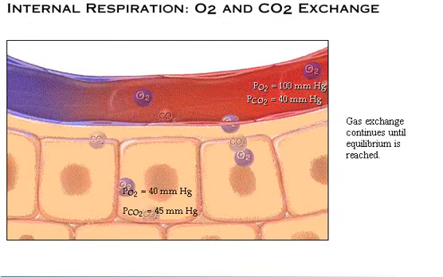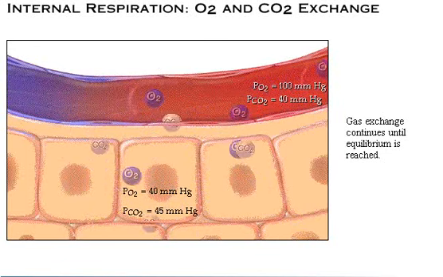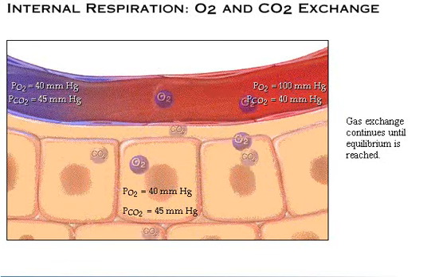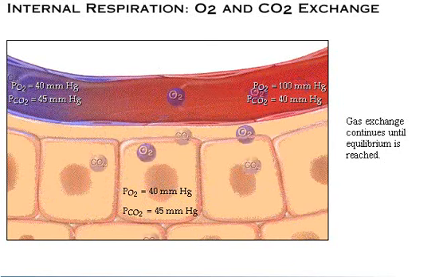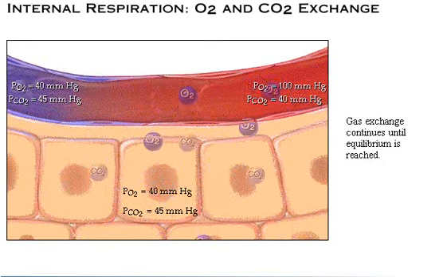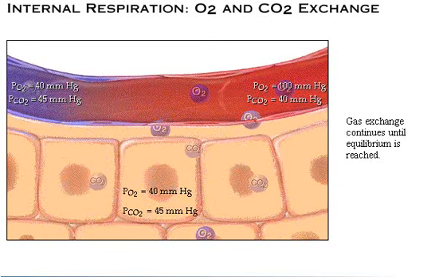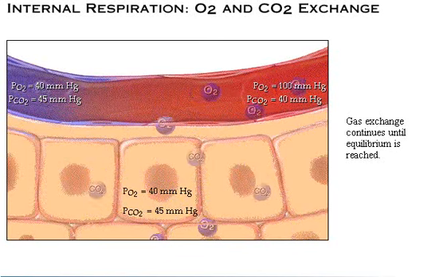Gas exchange continues until equilibrium is reached. At equilibrium, the blood in the systemic capillaries has a PO2 of 40 millimeters of mercury and a PCO2 of 45 millimeters of mercury. The oxygen-poor blood now returns through the systemic veins to the right side of the heart.